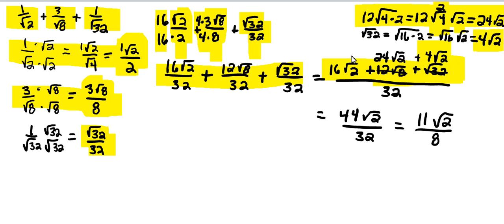Okay, so now I have 16 times the square root of 2 plus 24 times the square root of 2 plus 4 times the square root of 2. Now all of my stuff under the radical matches. And now I can add these terms together. So it would be, if you think of the radicals as x's, 16x plus 24x plus 4x. So that gives me 16 plus 24 is 40, plus another 4 is 44. So that gives me 44 times the square root of 2 over 32.